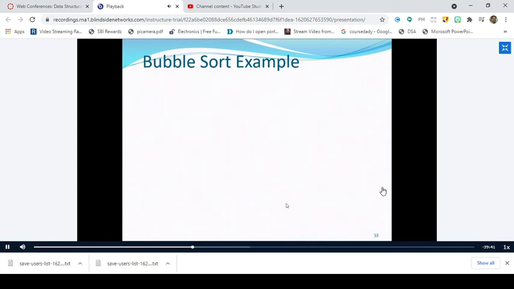So the first 3 steps remain the same. Declare an array, prompt the user to enter the size of the array, read the values from the user and store them in the array. And step 4 is nothing but you implement the algorithm based upon the basic idea which we have discussed.